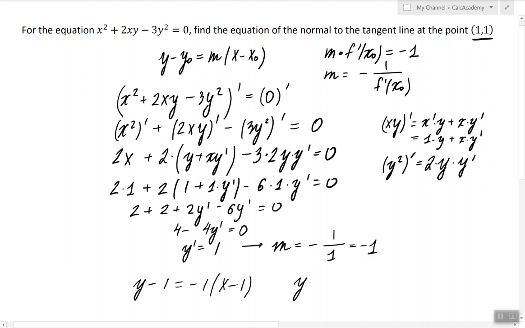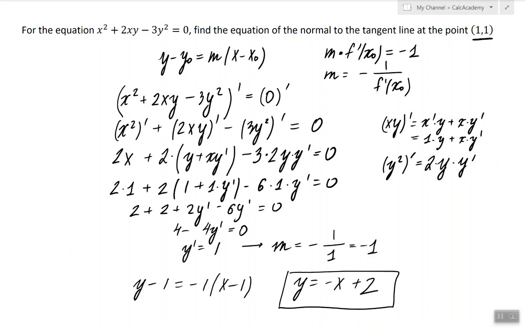And we can write it in slope-intercept form by isolating the y variable. It's going to be y equals -x plus 2. So this is the answer. To find the slope of the normal line, we had to first find the slope of the tangent line by implicitly differentiating the given function.